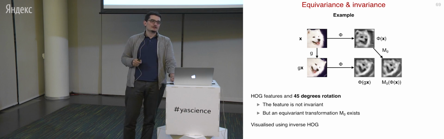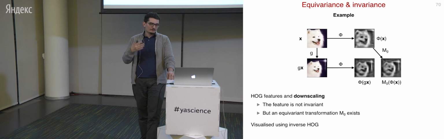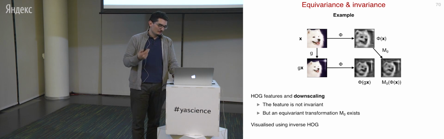Now, the goal of doing this is to study how transformations affect the representation. Okay? Keep that in mind. We can do that for other effects, for example, downscaling, which also works, and you can do any other rotation, flipping, and so on and so forth.